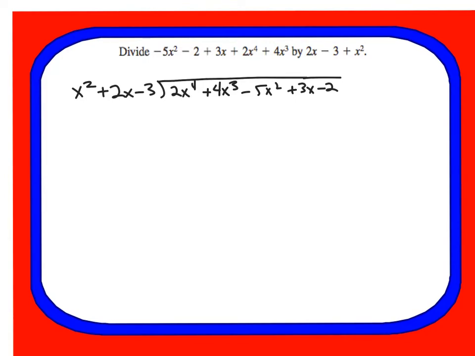All right. So how do I get from x squared to 2x to the 4th? Not just x squared, but 2x squared. So I put it over the x squared part, okay? Because that's where it needs to go. All right. So now I have 2x squared times x squared, which is 2x to the 4th. And then 2x squared times 2x is 4x cubed. And then 2x squared times negative 3 is negative 6x squared.